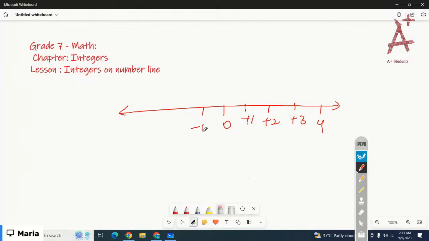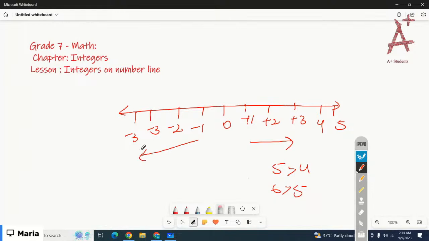On the left hand side, you have all negative numbers, negative 1, negative 2, negative 3. And the negative numbers are less than 0, right? And the positive numbers are greater than 0. So as you are moving far from 0 on the right hand side, the numbers are getting greater and greater, right? The next one is 5. 5 is greater than 4. Then you have 6. 6 is greater than 5. So each next number is greater than the previous one on the positive side.